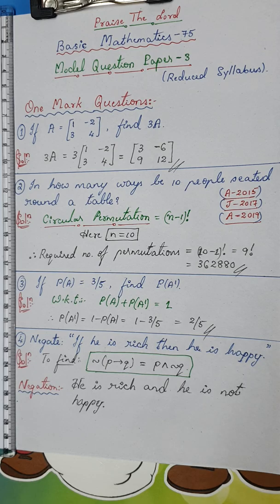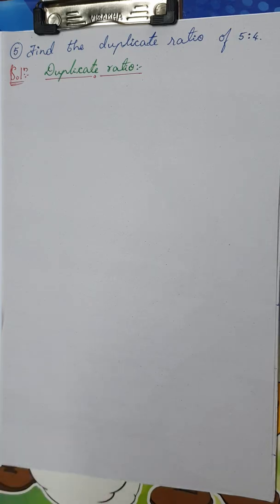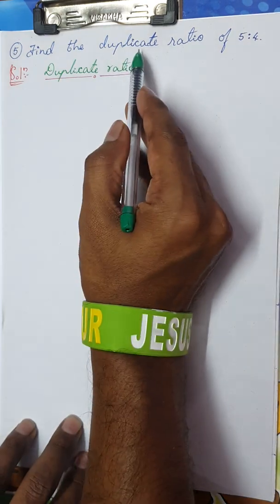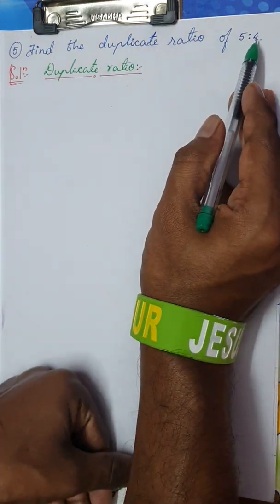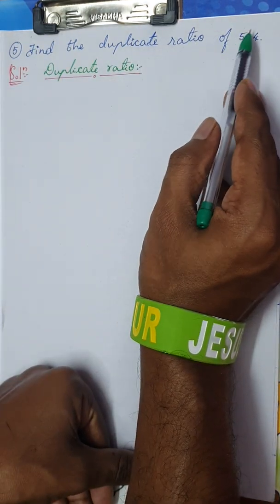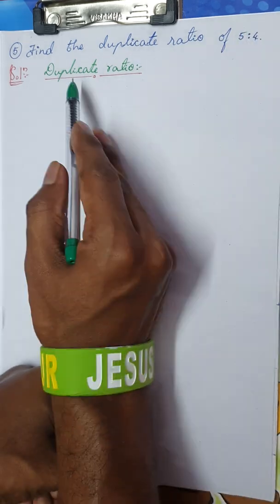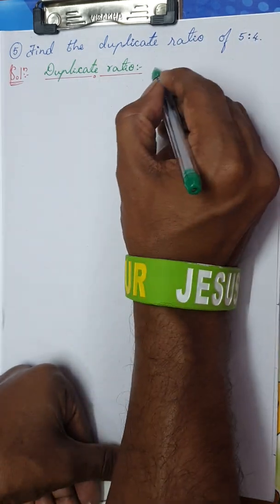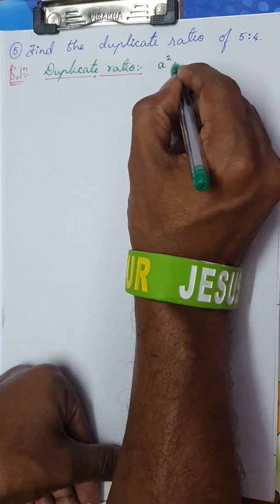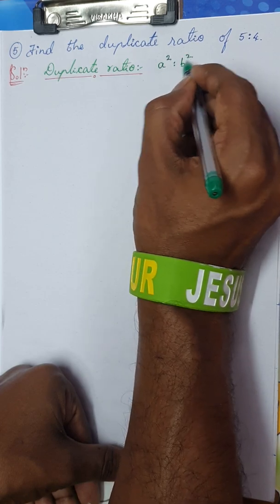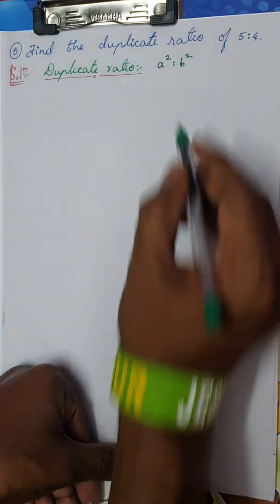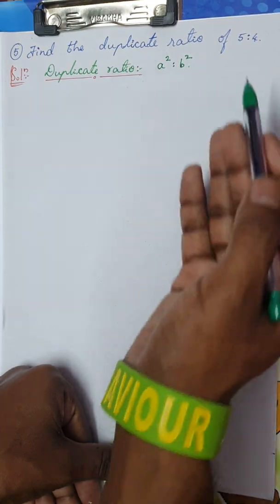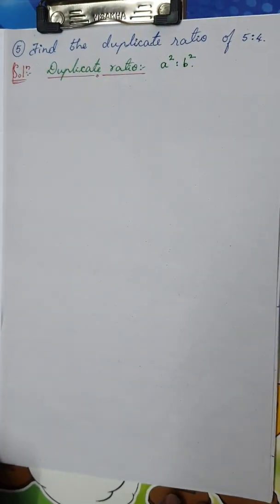Let's go to question number 5. Question number 5 is, find the duplicate ratio of 5 is to 4. Okay, a ratio is given. Let me consider it as A is to B. How do you find out the duplicate ratio? Very simple. The duplicate ratio is A square is to B square. Isn't it clear? So that means you just take the square of the given ratio, that will be the duplicate ratio.